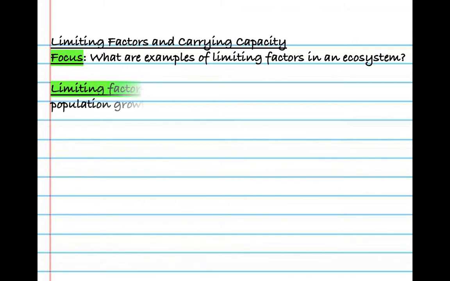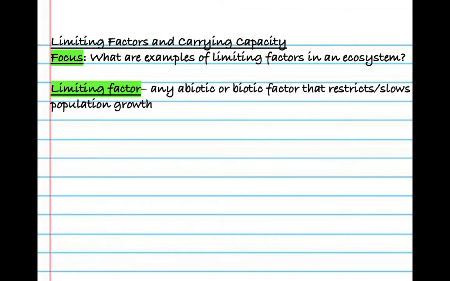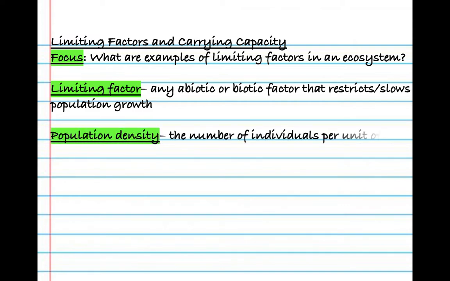Our first definition is going to be for limiting factor. It's any abiotic or biotic, so non-living or living, factor that restricts or slows population growth. These are the wonderful checks and balances that nature has put in place for us. So nature, if you leave it alone, it tends to do just fine on its own and takes care of itself. Now, something that I want you to have an understanding of is population density.